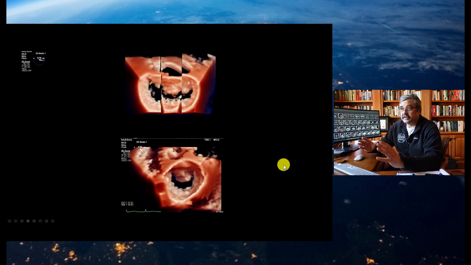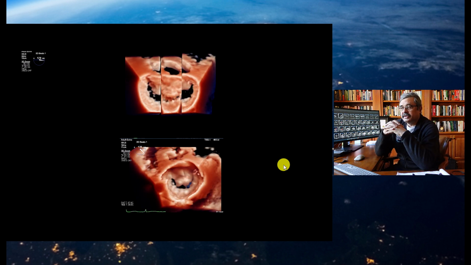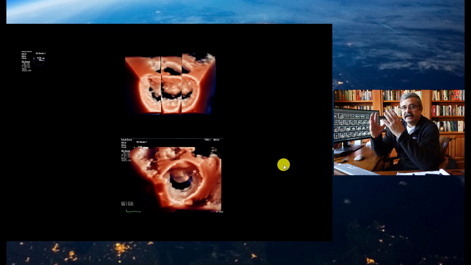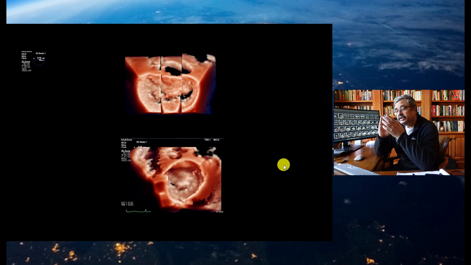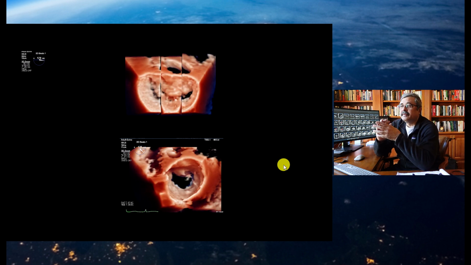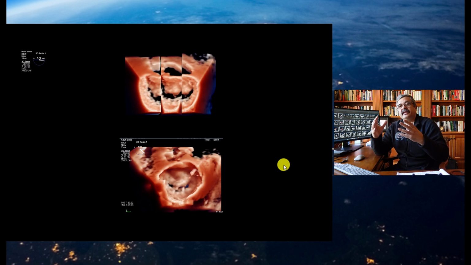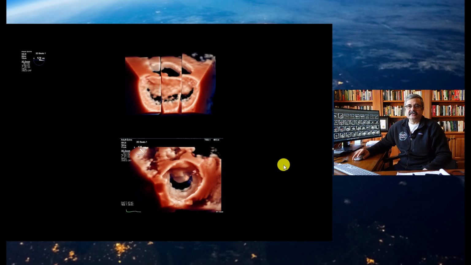So that brings into value the knowledge of sector size, line density, and frame rate, and knowing which specific aspect of three-dimensional examination is more important at any given moment in time, and to design the exam specific to that clinical situation.